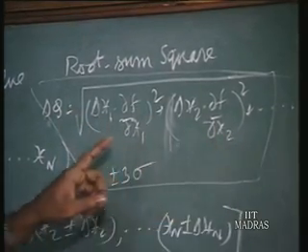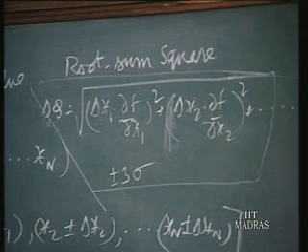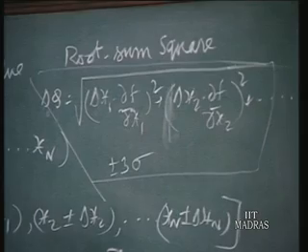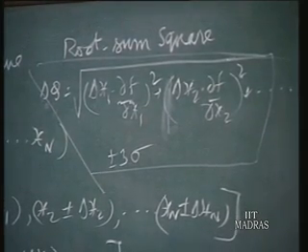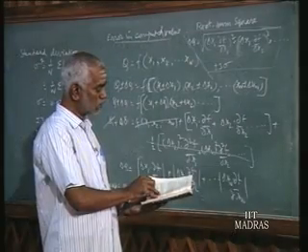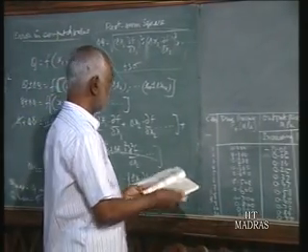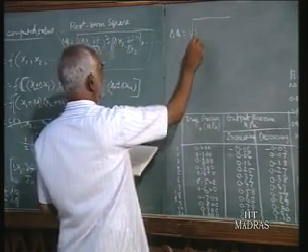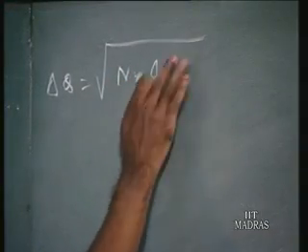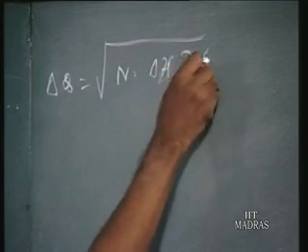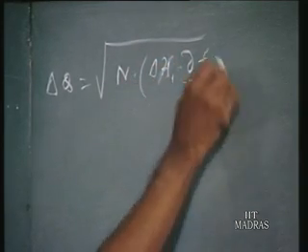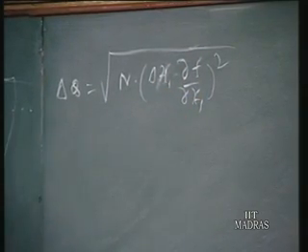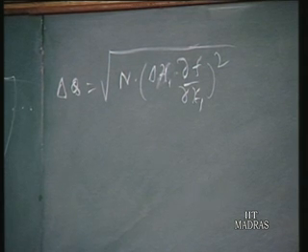That means if n measurements are there, then n times this, under the root, gives rise to delta q. Under that assumption, that each measurement gives an equal error portion, we can easily find out what the error of the individual measurements should be. So now we get delta q equal to root of n times dou f by dou x1 whole square, assuming delta x1 times dou f by dou x1 whole square is equal to this. So n instruments are there, like this.